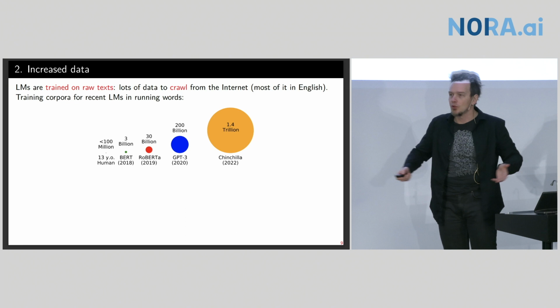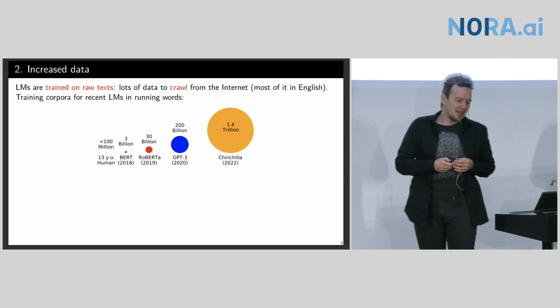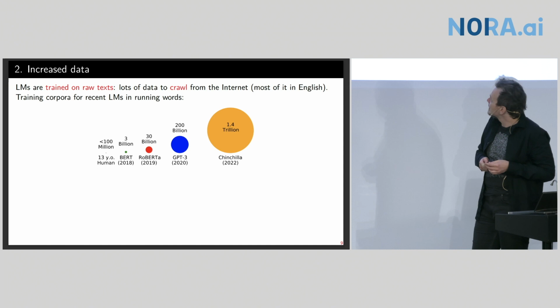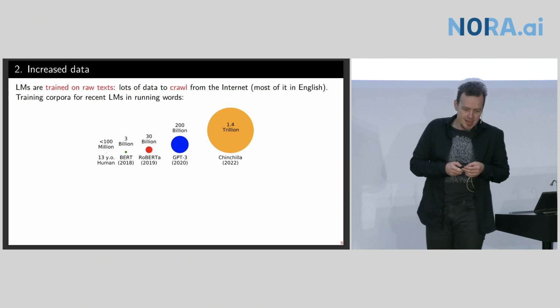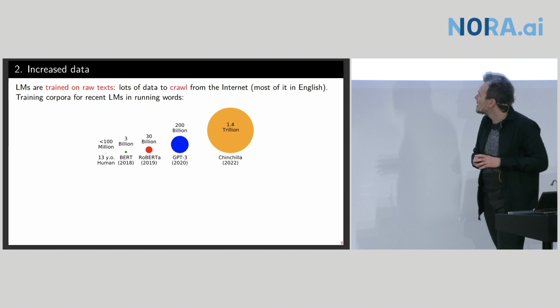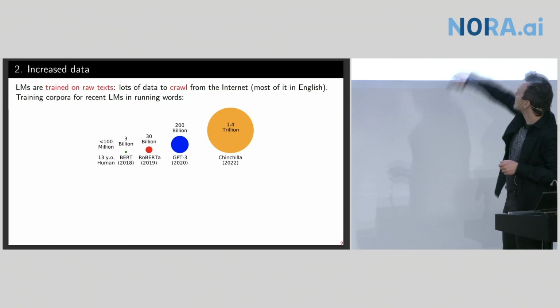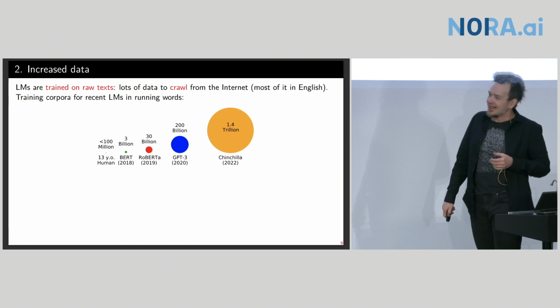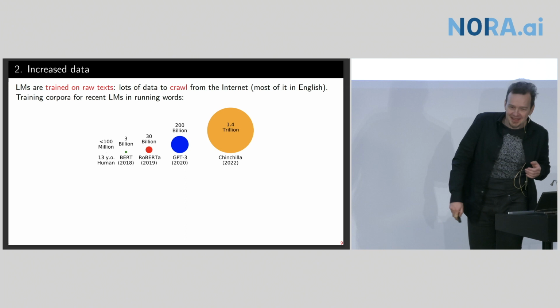Of course, unfortunately, most of this data is in English, because today's internet is very biased in terms of linguistic coverage, in terms of language coverage. And the amount of data which was used for training language models was growing constantly in recent years. So in this picture, you can see that the BERT model by Google in 2018 was trained on about 3 billion words. And one of the most recent language models, also by Google, called Chinchilla, was trained on 1.4 trillion words.